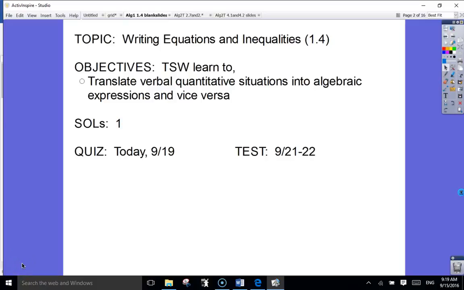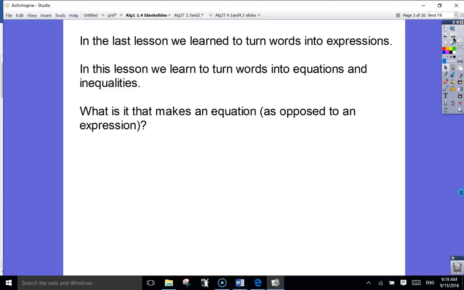Okay, today's lesson is very similar to the one we just did. If I was in a normal block class, I'd do them both in the same day. But since we don't have that, we split it into 2 days. So last class we turned words into expressions. This class we turned words into equations and inequalities.